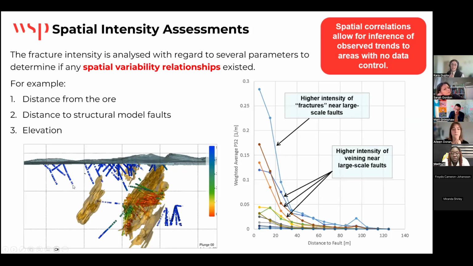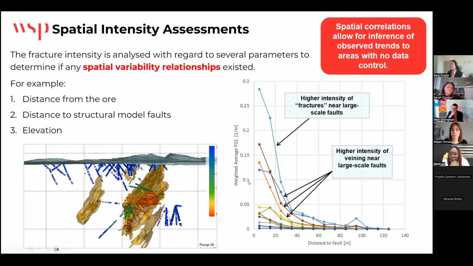So once we have that intensity, that P32 defined, we like to look at spatial relationships in order to constrain the fracture generation. So this allows for another layer of realism of how the fracture network is observed in situ to be added to the model. So we can look at things like distance from the ore, which is the picture in the bottom left-hand side, which shows fracture intensity increasing with proximity to the ore.